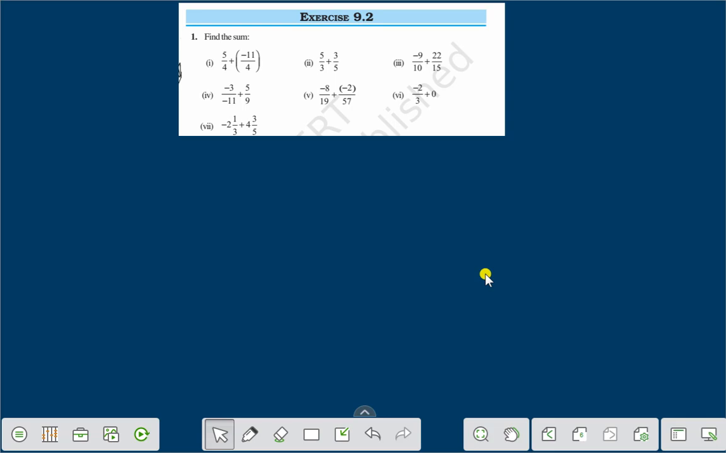Hello everyone. Today we shall discuss exercise 9.2 question number 1. Find the sum. Before that you have to know the rules for multiplying signs.